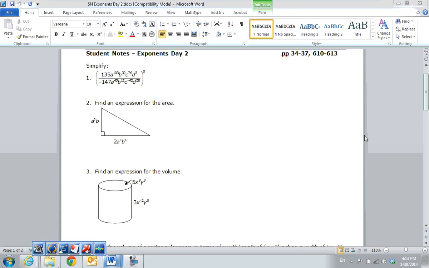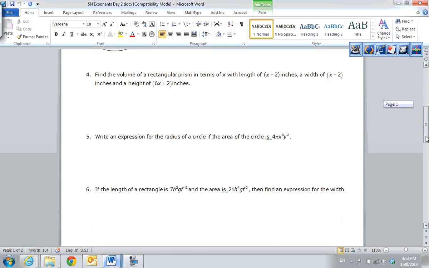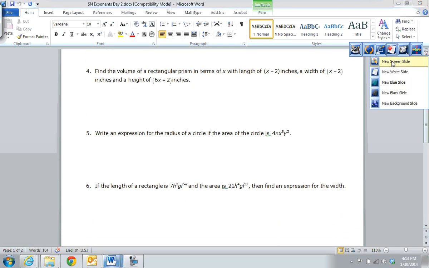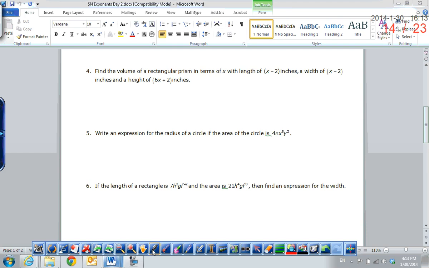Ready? Number 4 on here we're going to skip just because that doesn't really apply to what we're talking about right now. It's a great problem, great application. You would take the length, you take the width, and you take the height and you multiply that, and you're going to have to end up doing the FOIL and box method on that one, which is a great problem, but it's just not applicable to what we're doing as far as our exponent rules. So that's as far as I'm going to go for that one.